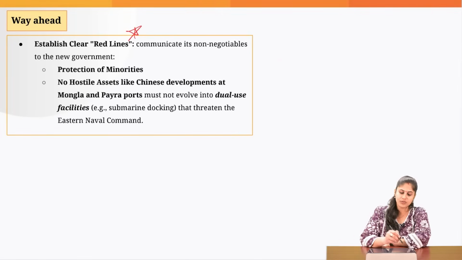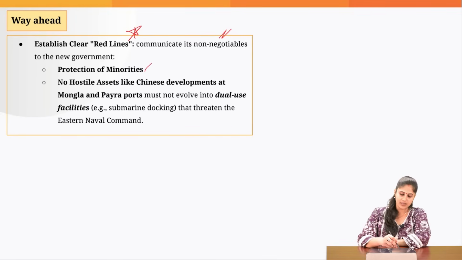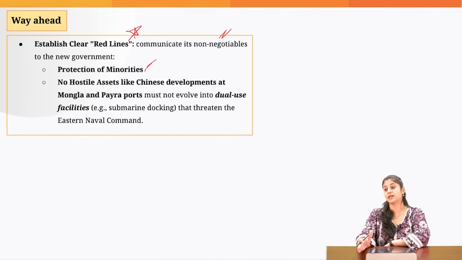And when it comes to Bangladesh, India should clearly establish the red lines. We should clearly communicate what the things are on which India is not going to compromise. And if you do this particular act, you are going to lose one of your important trade partners. That is protection of the minority. So if there are atrocities against the Hindus or any minority in Bangladesh, then it is going to have a negative impact on India-Bangladesh relations. So this is non-negotiable for us.